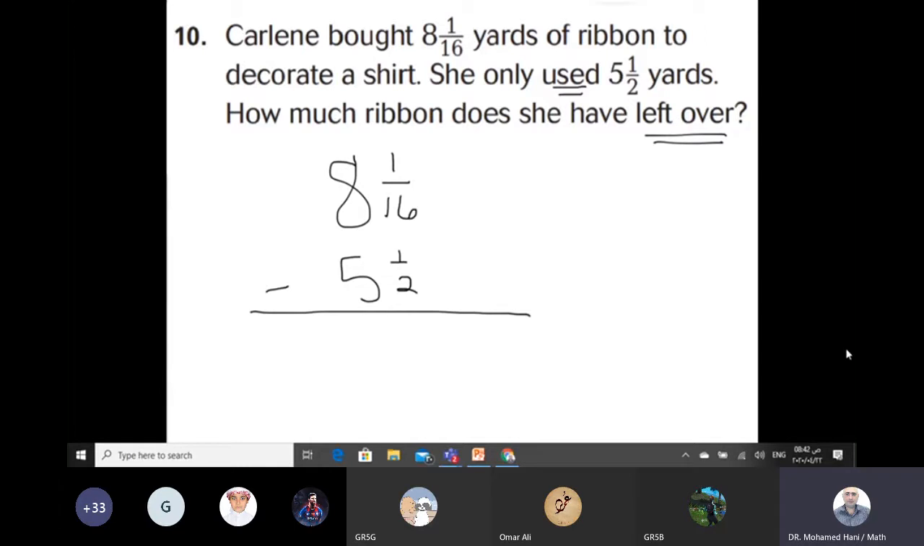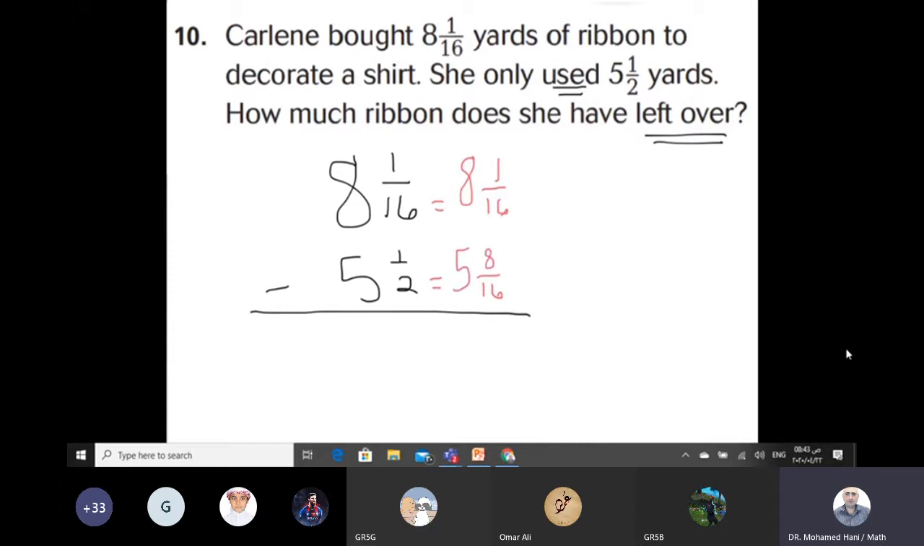Now, as you can see, my denominators are different. So what do we have to do? Make them common. I'm making 16 my like denominator because my multiples of 2 are 2, 4, 6, 8, 10, 12, 14, and 16. And so I can see that 16 is also one of the multiples of 2. Okay, let's go ahead and make them equivalent. So 8 1/16 is still 8 1/16, and 5 1/2 is equivalent to 5 8/16.